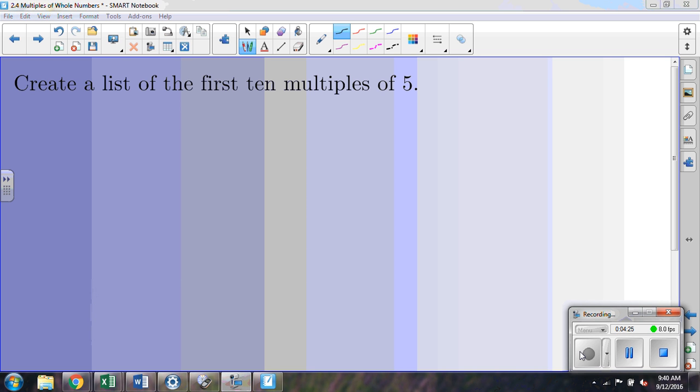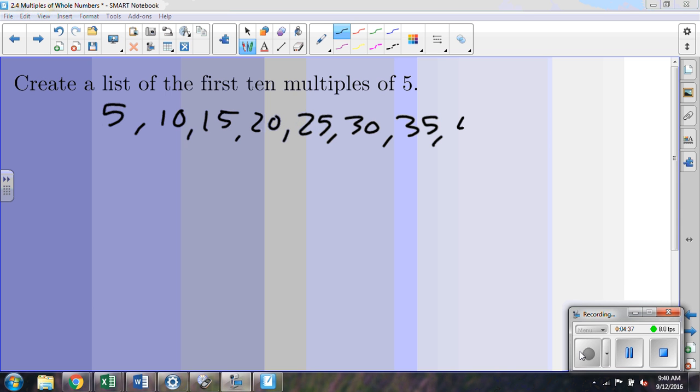Okay, 10 multiples of 5. 5, 10, 15, 20, 25, 30. Of course, this is built entirely on your ability to repeatedly add numbers over and over and over. For the most part, people find the repeated addition method of creating the lists easier than multiplication, especially for smaller numbers.